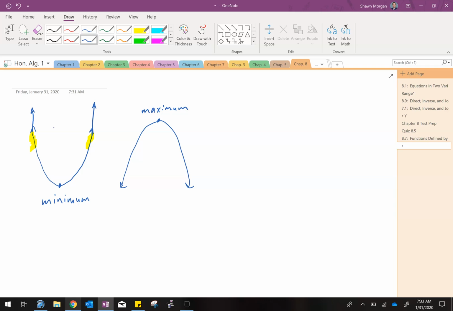So the parabola that's concave down, like I've got over here on the right side, most definitely does have a highest point. We call that point the maximum value. So the vertex could be described that way as well.